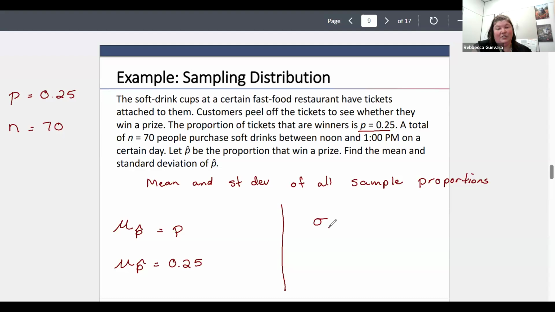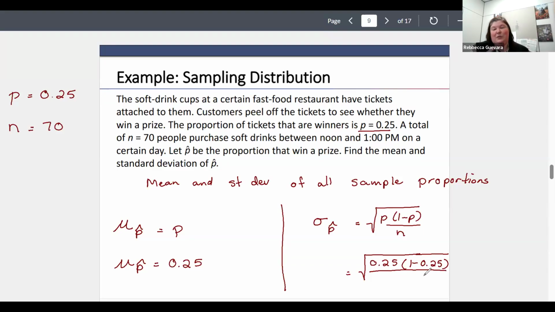All right, if we want the standard deviation, if you remember, it is going to be the square root of P times 1 minus P divided by N. So the proportion of wins I have is 0.25. And then 1 minus P is the proportion of cups that lose. We do this kind of like a binomial probability. So 1 minus 0.25, we know it's going to be 0.75. And then we divide by the sample size, and we said here that we're collecting groups of 70.